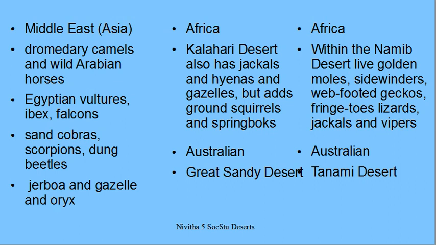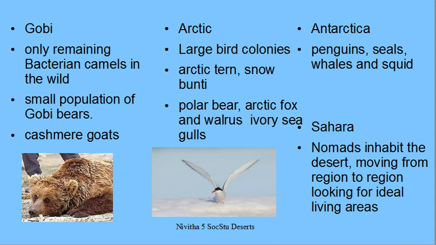In the Gobi Desert, the specialty is that this is a desert in which the only remaining wild bactrian camels are found. What you see here is a Gobi bear. Gobi bears and the bactrian camels are found only in the Gobi Desert in the wild. In other places you find them either in a reserve or in the zoo.